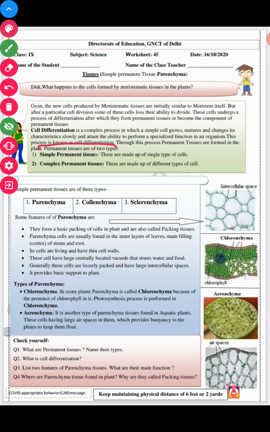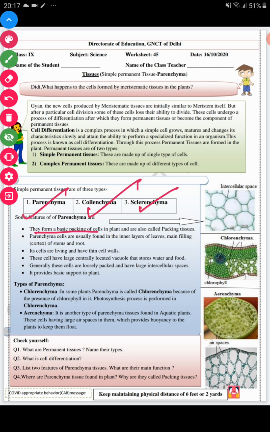Through this process the permanent tissues are formed in the plant, and these permanent tissues are of two types: simple permanent tissue and complex permanent tissue. Simple permanent tissues are made up of a single type of cell, whereas complex permanent tissues are made up of different types of cells. Okay. Now let's study the simple permanent tissue. Simple permanent tissues are of three types: parenchyma, collenchyma, and sclerenchyma. But in our worksheet today we will discuss only parenchyma.